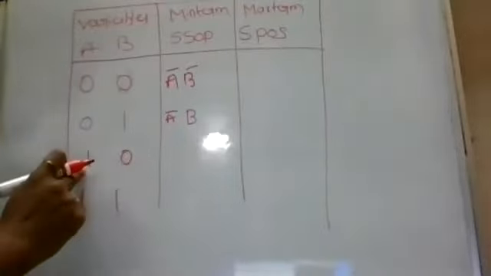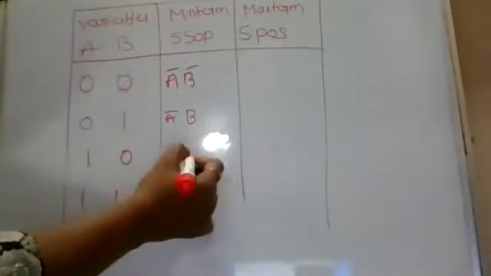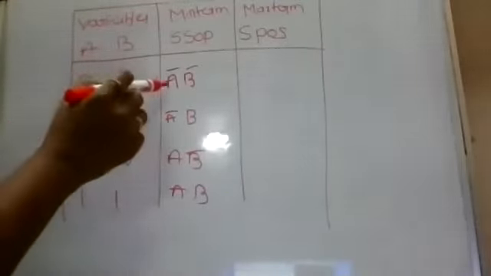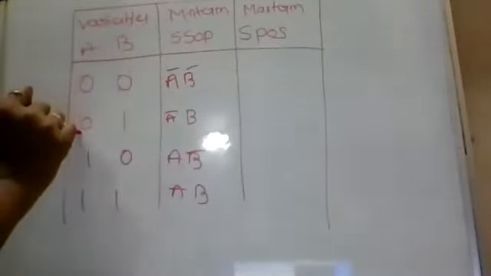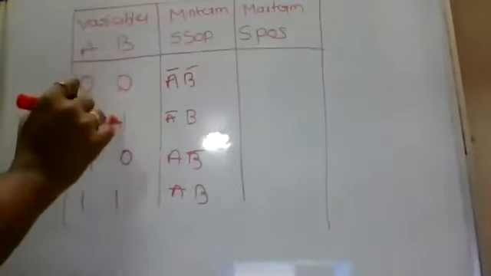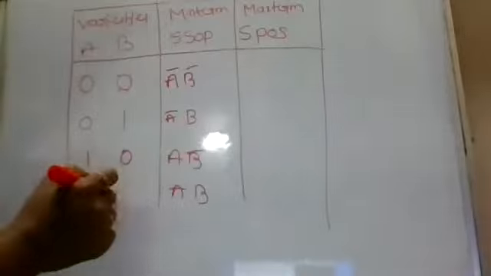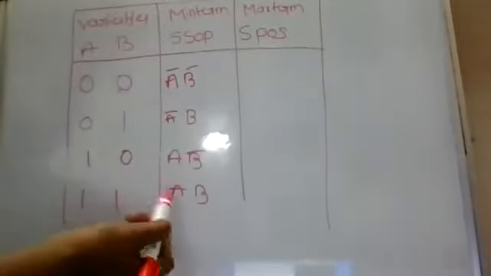That means here A equal to 1 means A, B equal to 0 means B complement. Here A equal to 1, B equal to 1, that means A, B. So when the variable equal to 0, we take the A complement. Here also B equal to 0, that means B complement. Here A equal to 0, that means A complement, B equal to 1 means only B. Here A equal to 1 means we should write only A, B equal to 0 means B complement. Here A equal to 1 and B equal to 1, we should write A, B.